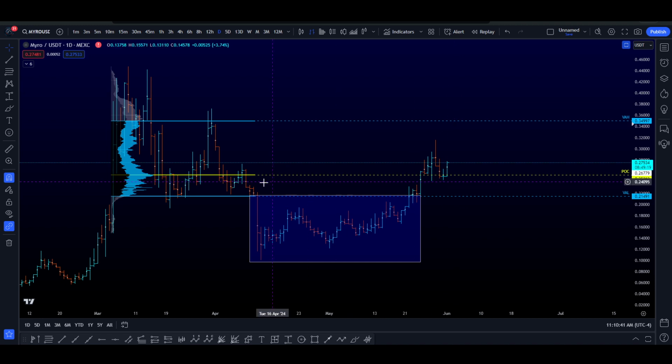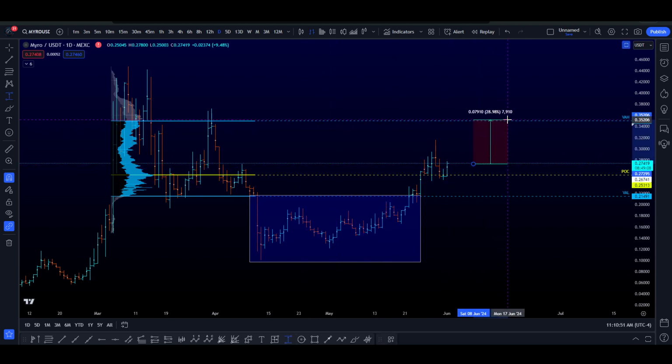So with that being said, price pushed up to the point of control, and now it's seeking to push a little bit higher to the value area high, right? And like I said before, from the current prices, that is about a 30% increase from where we are at right now.